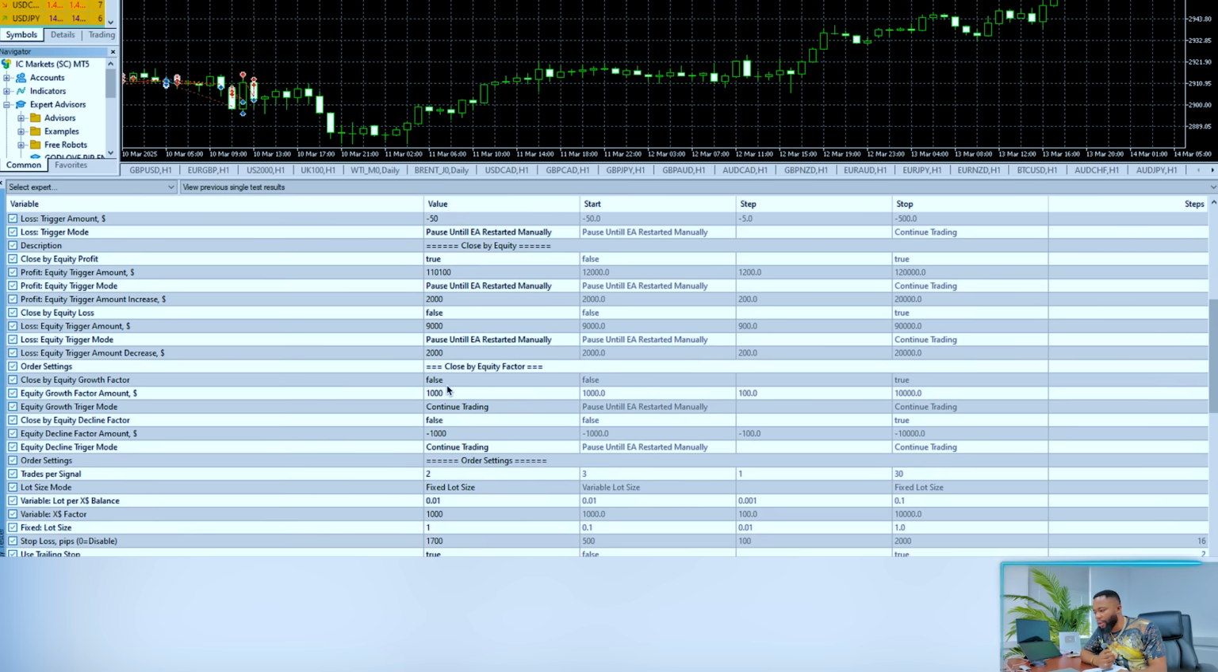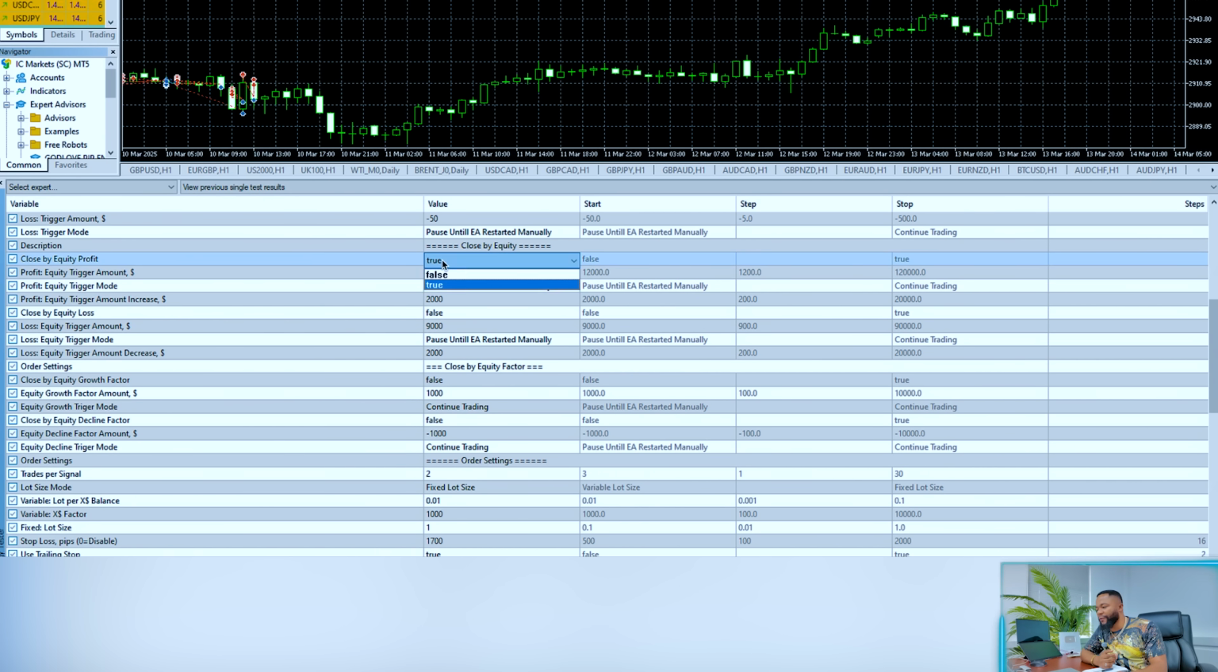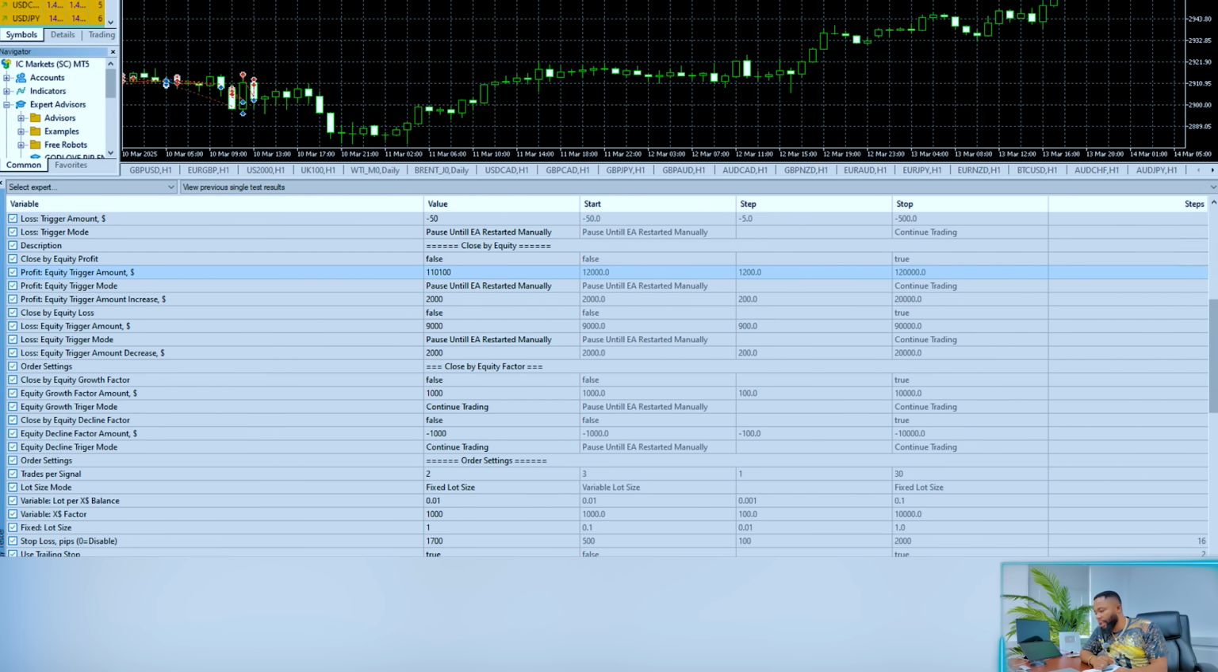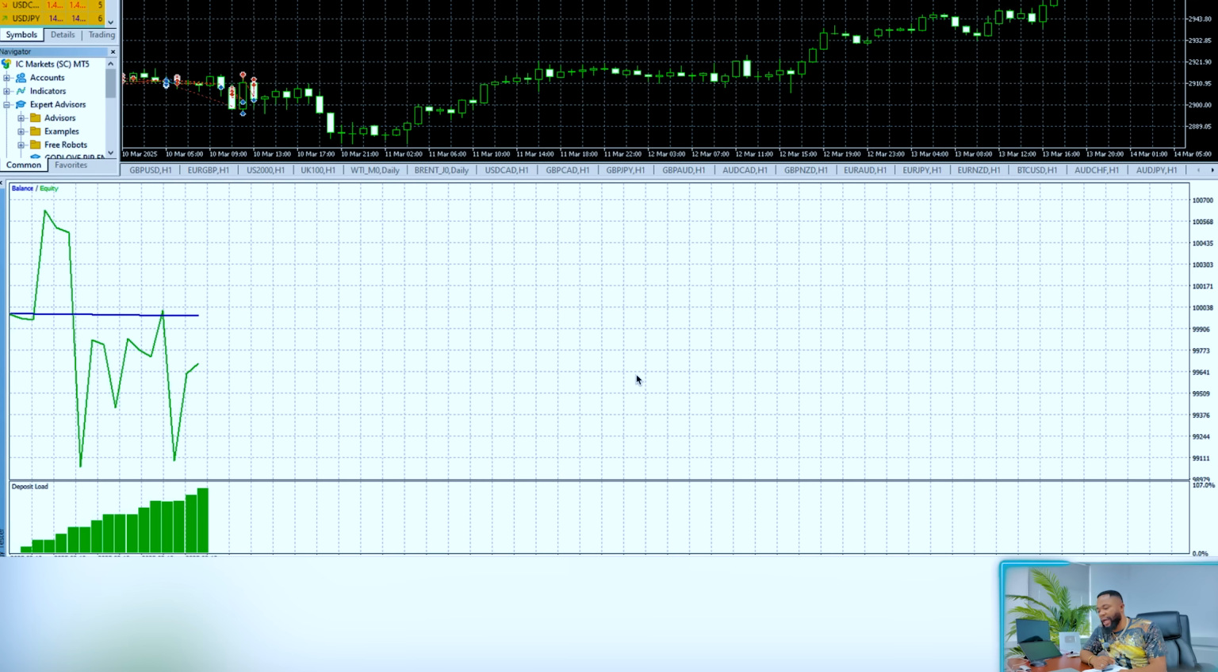Oh, it's still running. So let's see. Okay, so let's turn this one to false, because you can see the robot had to stop on $10,000 profit, because you can see our equity here. We already told the robot that anytime the equity hits $110,000, stop trading. So that's why you see the robot stop at that point. So we don't want that option. Let's backtest now and see what would have happened.